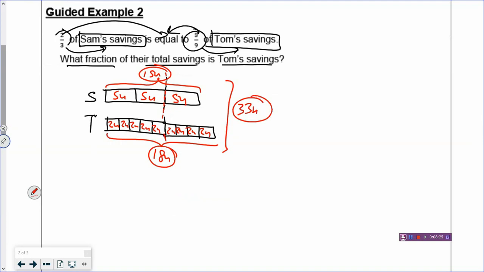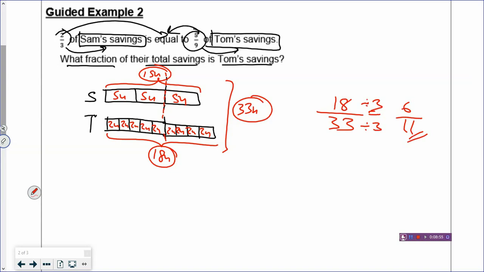So how to get the fraction? What fraction of their total savings, which is 33, is Tom's savings, which is 18 out of 33. And every time you get your fraction as the answer, you have to simplify. So you divide by 3, and you get 6 over 11. So that's your fraction. You can see again, the model is quite easy. It's a very easy model, and it's not hard to draw the model if you understand how to interpret the fractions.